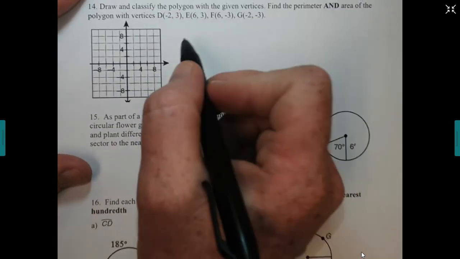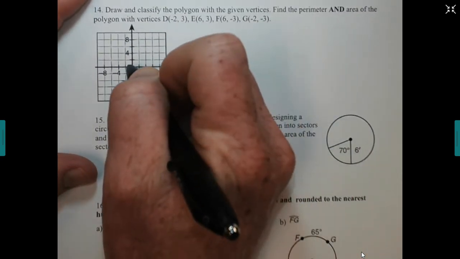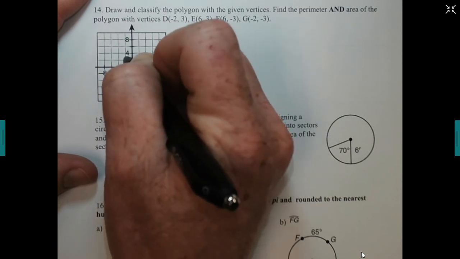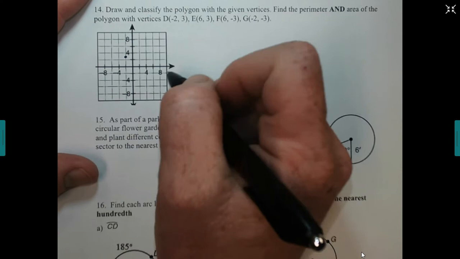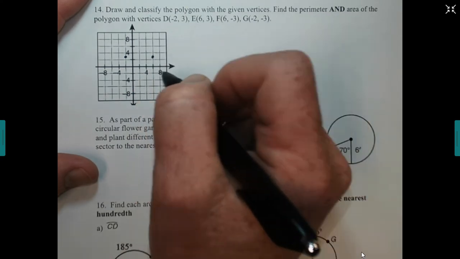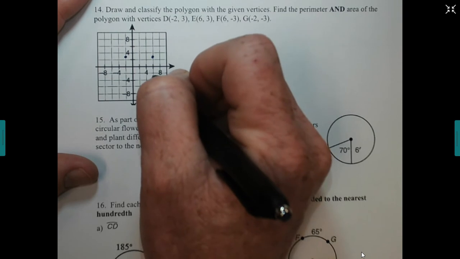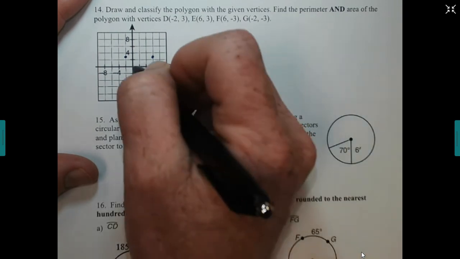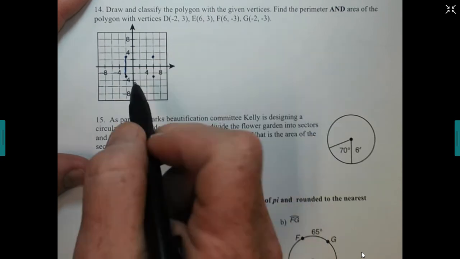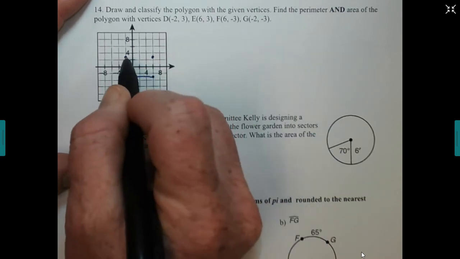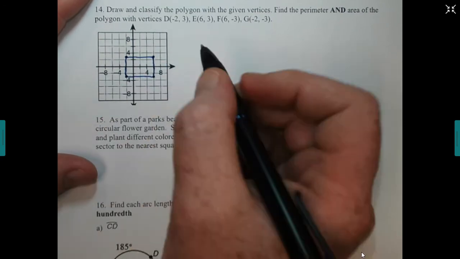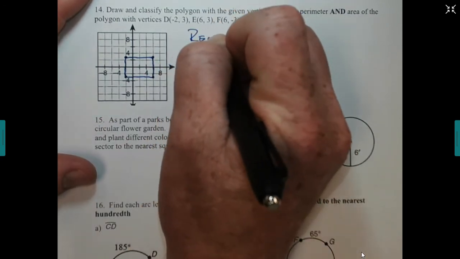This has got 4 points, so there's going to be something beside that. We got -2, 3. These units are going by 2, so I got to be careful. 6, 3. 6, -3. -2, -3. So this, it's obviously got 4 right angles. This is a rectangle.